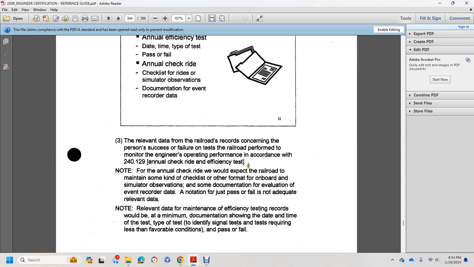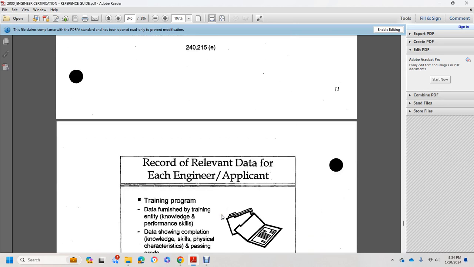With the annual check ride, we expect the railroad to maintain some kind of checklist, similar observations, some of the documentation, evaluation of the event recorder data, notation just passed or failed, with relevant data maintenance of the efficiency testing record that would be, at a minimum, documentation showing the date and the time and the type of the test for the identified signal test, for the test requiring less than favorable conditions, pass or fail.